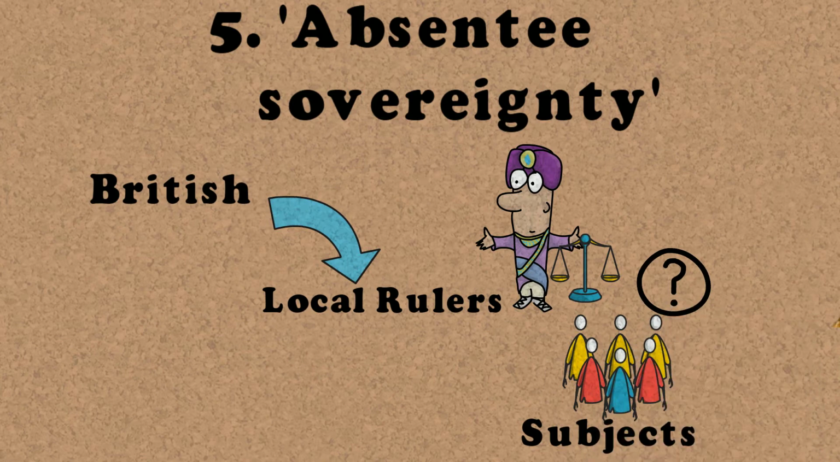They were being exploited by the British thousands of miles away from them. This is called absentee sovereignty. This absence created a feeling of alienation among the masses, resulting in anger and hatred towards the Britishers.